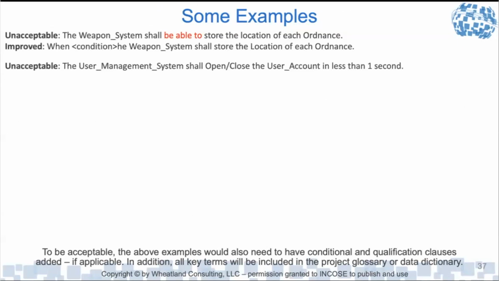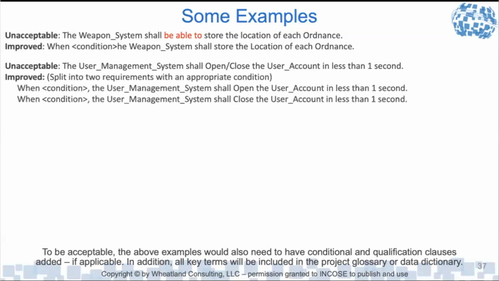"The user management system shall open/close the user account in less than 1 second." So that slash, it's either going to do one or the other. A lot of times when people can't make up their mind what they're talking about, they'll just put a slash and leave it up to the reader to figure out what they meant. In requirements, we don't want that to be the case. So in this case, we have it split into two requirements with appropriate conditions. When a certain condition occurs, then it's going to either open or close the account. You don't want it to open or close except under specific conditions.